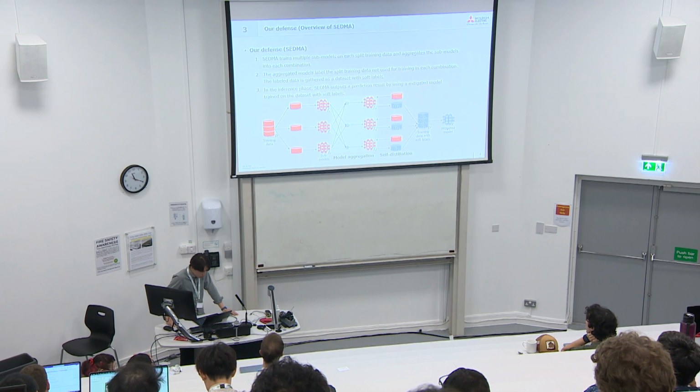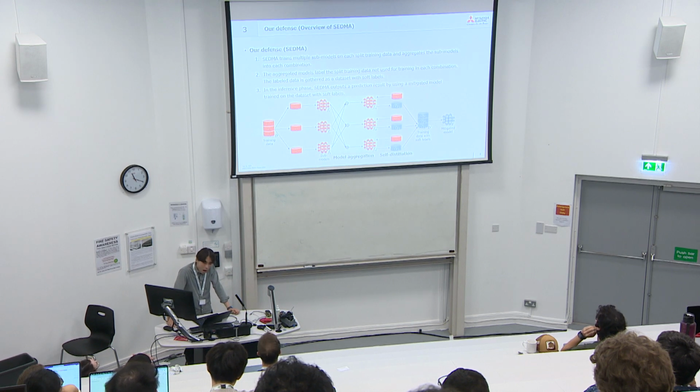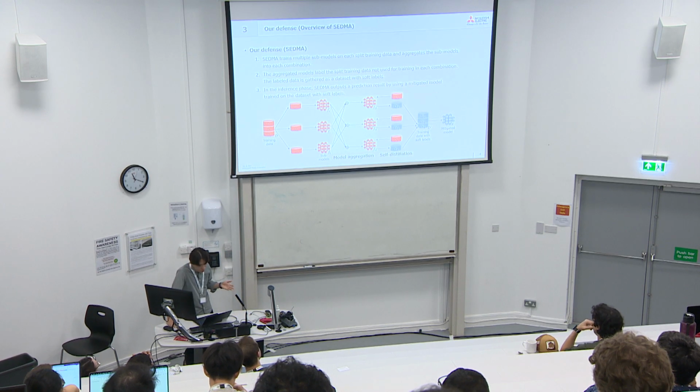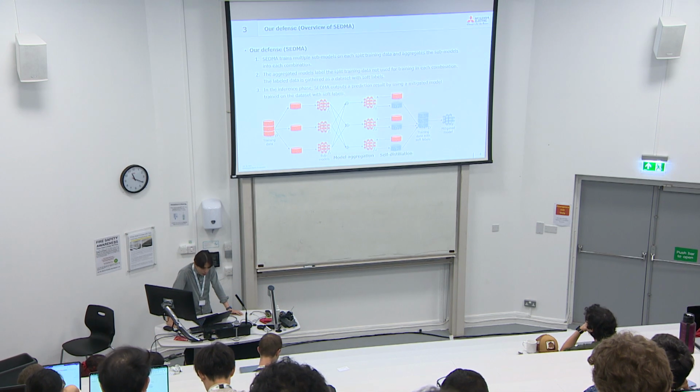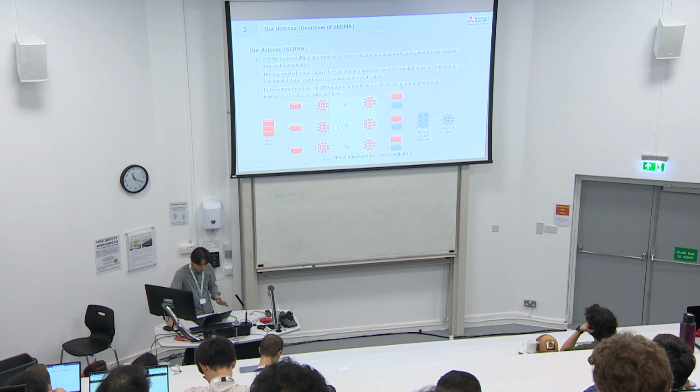So based on KCD and SEDMA, our defense SEDMA also consists of 3 steps. First, SEDMA trains multiple submodels on each training data and aggregates the submodels in each combination. The aggregated models label the split training data not used for training in each combination. The labeled data is gathered as a dataset with soft labels. Finally, in the inference phase, SEDMA outputs a prediction result by using a mitigated model trained on the dataset with soft labels.